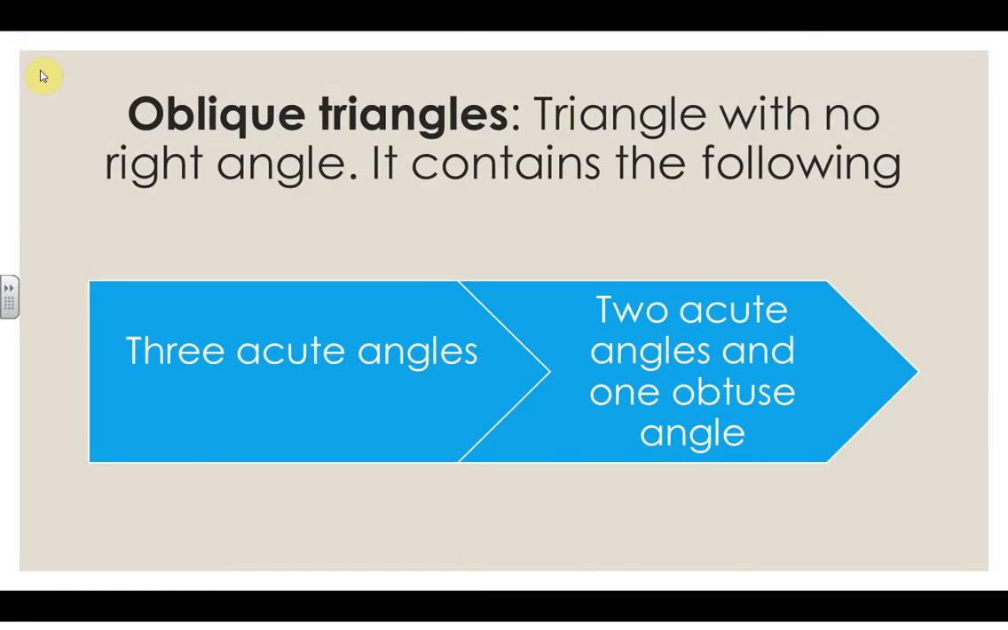All right, ladies and gentlemen, so we've been in right triangle trig. So we're going to take a step back and talk about oblique triangles.